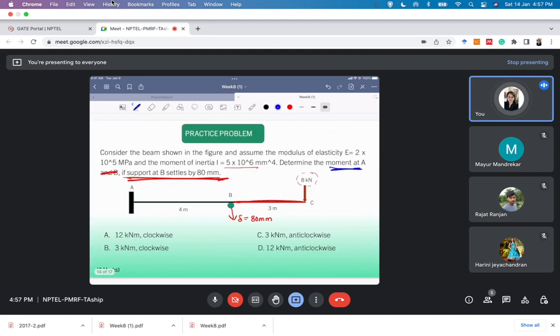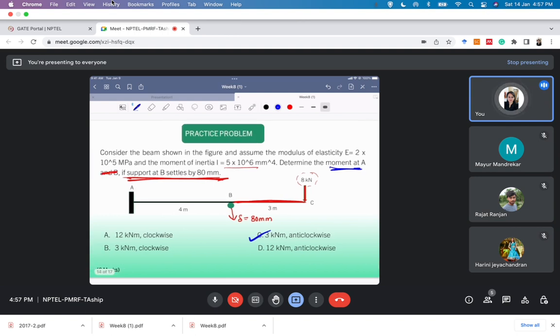Okay. So in this question, four options were given to us. Minus 3 kilonewton meter means anti-clockwise. So this will be the answer. C option: 3 kilonewton meter in anti-clockwise direction.